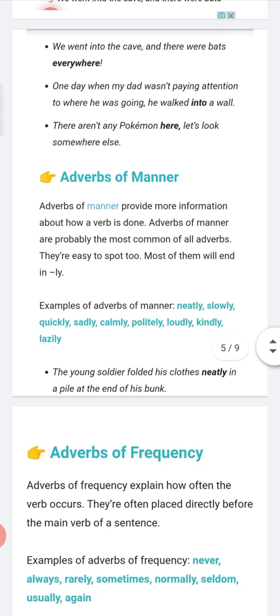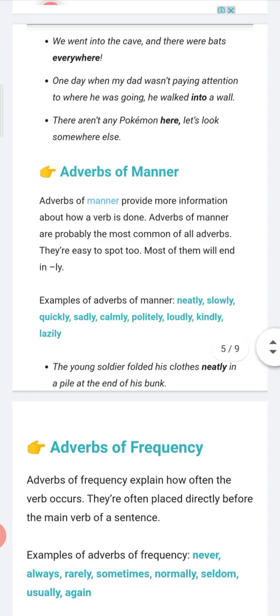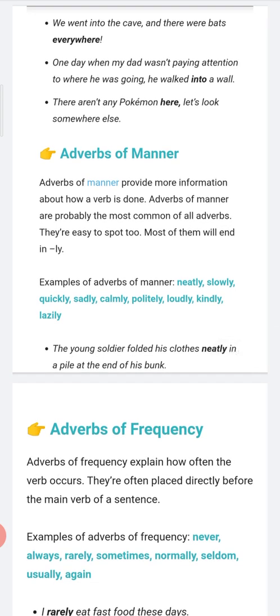The young soldier folded his clothes neatly in a pile at the end of his bunk. So the young soldier folded his clothes and kept them neatly in the place where he's supposed to keep them. Let's take some more examples of adverb of manner. He ate the chocolate cake greedily.